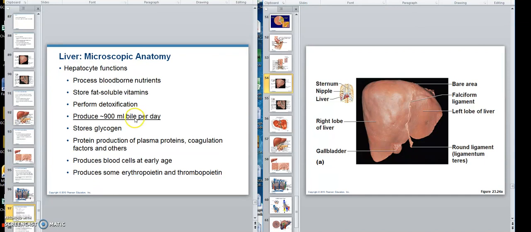Produce bile. We talked about that for emulsification of fat. Stores glycogen. What's that? That's your storage carbohydrate. Produce proteins, the plasma proteins, albumin, the globulins, the fibrinogen. Produce the clotting factors. Produces blood cells. Remember hematopoiesis started in the yolk sac, then the primordial liver, then spleen and so forth. Produces some erythropoietin and thrombopoietin. Most are produced by the kidney, but it produces some.